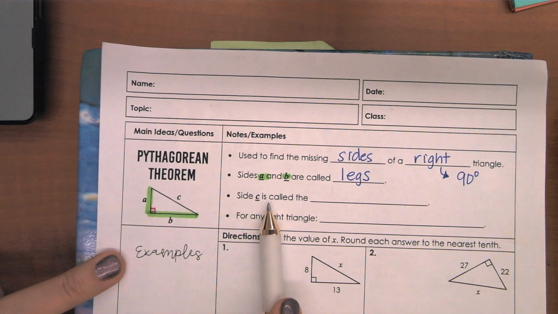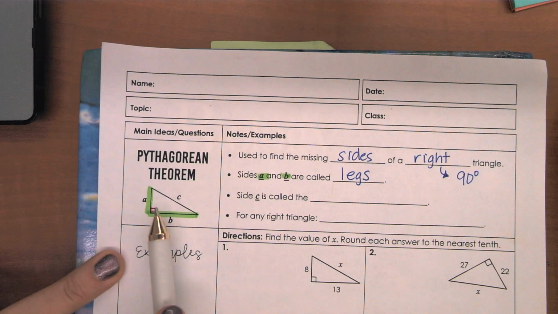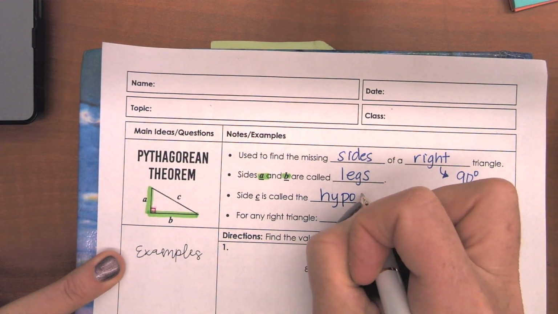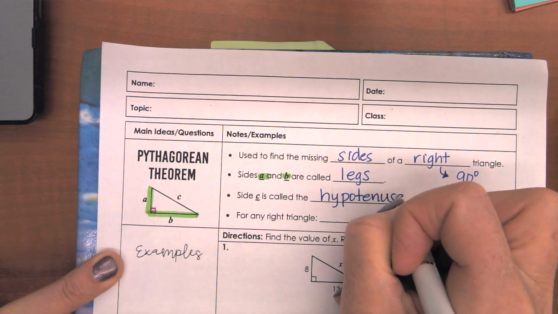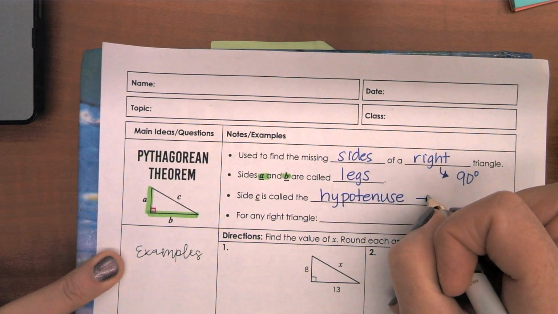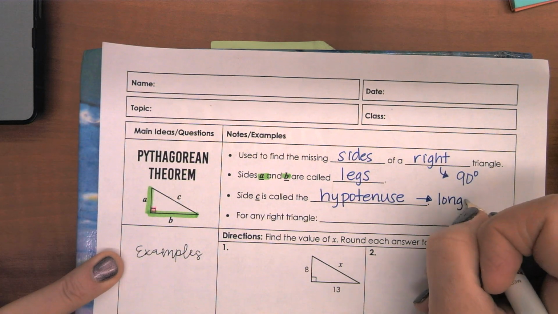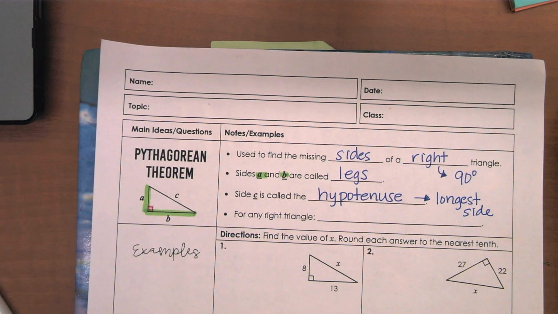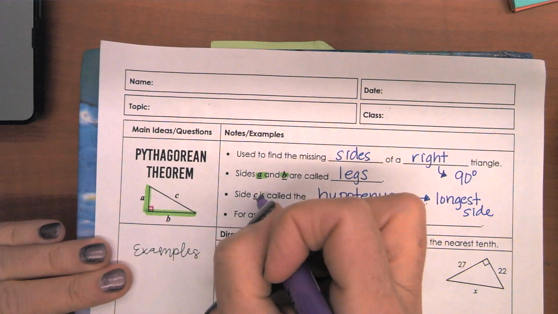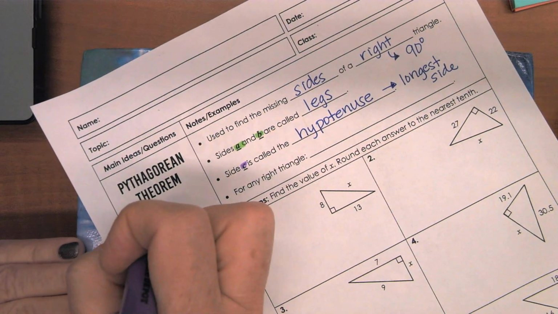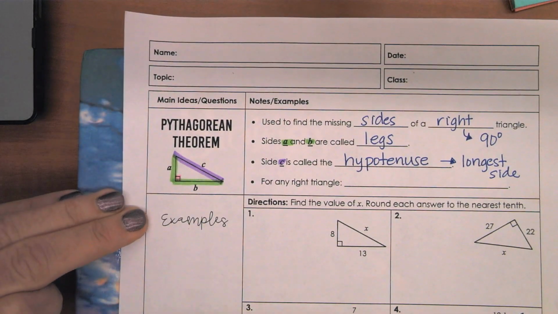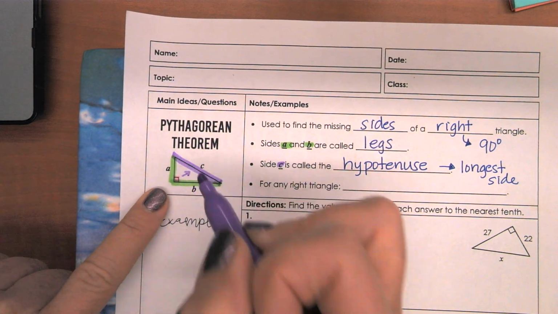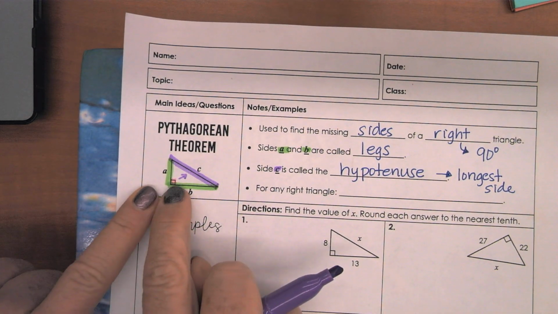Now, side C, this is the hypotenuse. So say hypotenuse. Now the hypotenuse is the longest side of the triangle. So notice that C here. C, I'm going to highlight here, C is my hypotenuse. It is the longest side of the triangle, and it is opposite of the right angle.